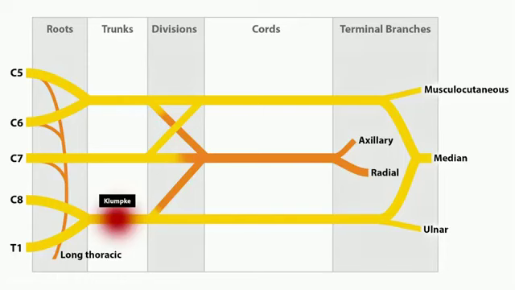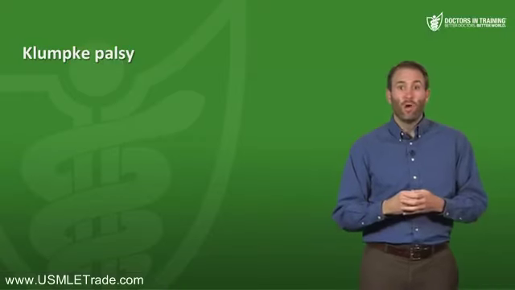Now let's move on to Klumpke's palsy. So another portion of the brachial plexus that can be injured is the inferior trunk, so the other side of our brachial plexus, so that's C8 and T1. And what happens if you injure the inferior trunk? So you get this Klumpke's palsy. So what causes that? Well, you can have a cervical rib that can compress not only this inferior trunk of the brachial plexus, but it will also compress the subclavian artery. And this is going to cause something called thoracic outlet syndrome.